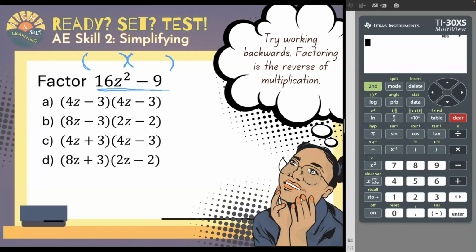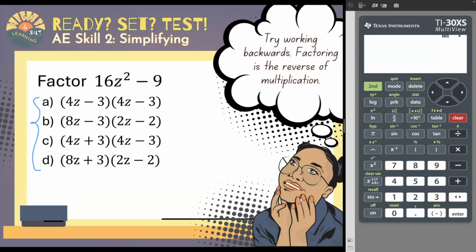But for now, we have multiple choice. We can still do this in the opposite direction. If factoring is pulling it out into a multiplication problem, then the opposite of factoring is actually doing the multiplication, putting it together. And so that's what we'll do. We'll take our answer key, we'll guess, and we'll check. We'll do the multiplication and see if it simplifies to 16z squared minus 9.